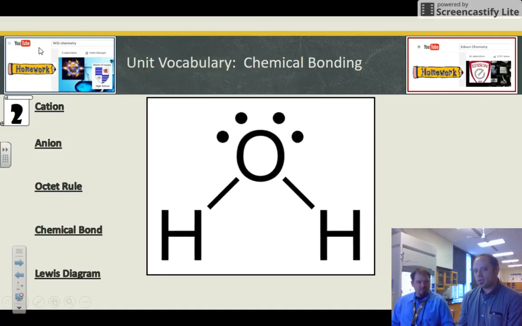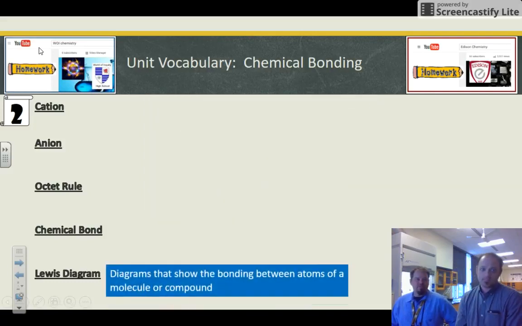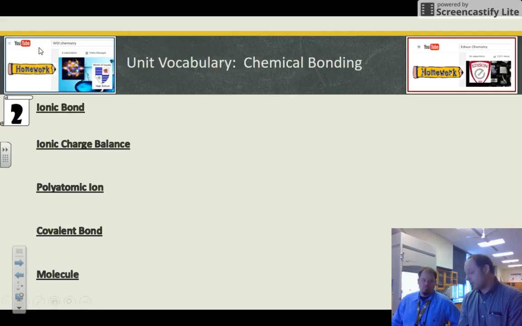Lewis dots, we've done these already before. We've done dots for elements, but we're now going to start combining those in actual pictures of molecules. So this is a diagram that shows the bonding between atoms of a molecule or a compound. And we're going to turn certain dots into solid lines showing an actual chemical bond.